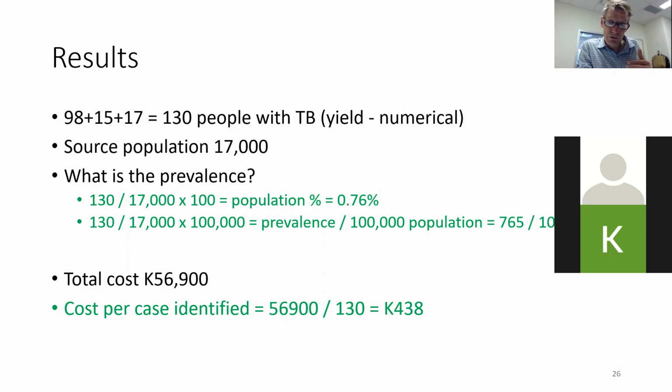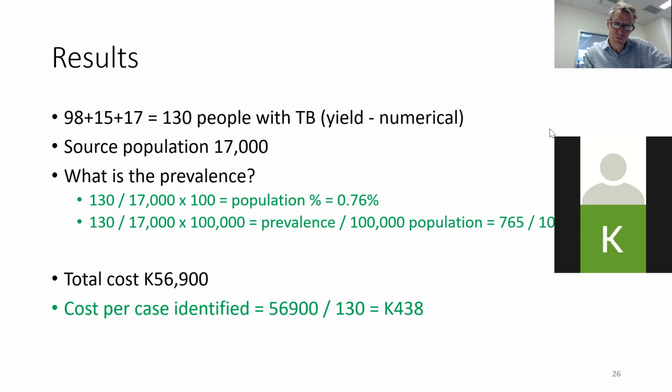And so we wanted to know just how much it would cost to do this type of active community-based screening. And it cost overall 56,900 kina. You might think that's a lot of money, but if you look at the number of cases identified, there were 130 cases identified, and that comes out at 438 kina per case identified. So all up, that's not a very large amount of money per case to identify a case that people didn't know had smear-positive TB and put them on to TB treatment.